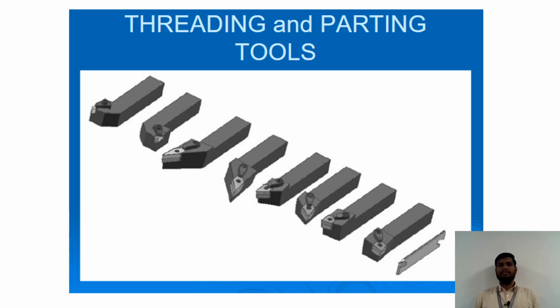Threading and parting tools. Till now we have seen cutting tools. Now we will see threading and parting tools. Threading tools are used to develop threads on the shaft and parting tools are used to part off the shaft. It means we can cut the shaft to a predefined measurement using parting tools. We can say all these tools are single point cutting tools.